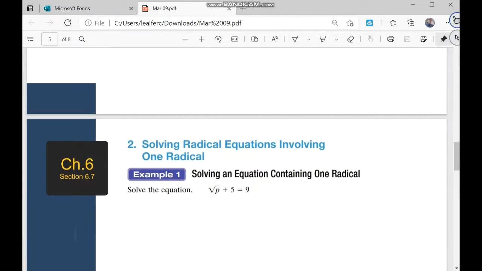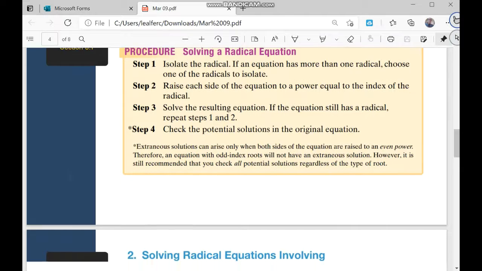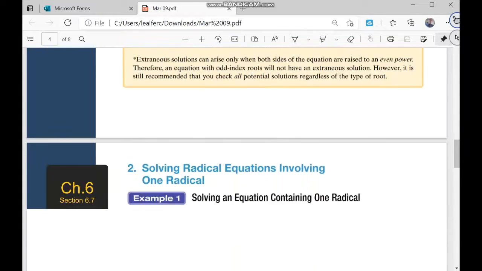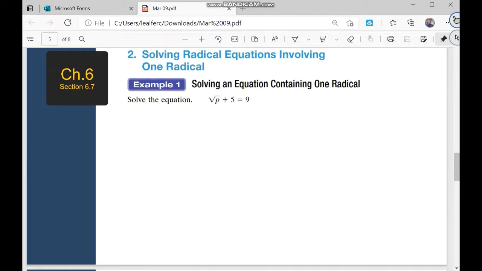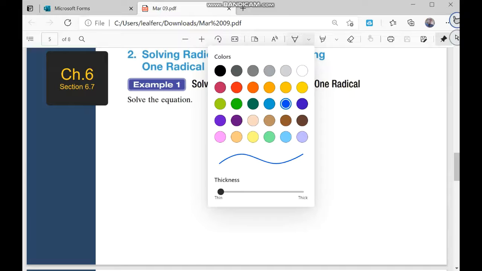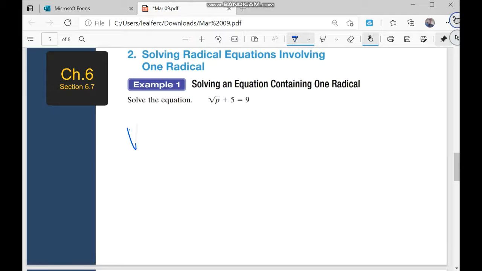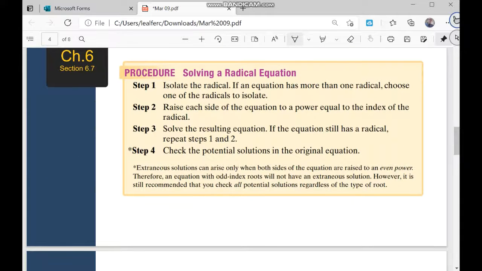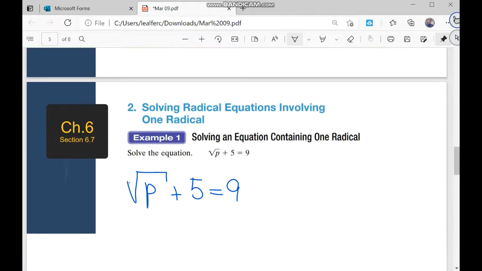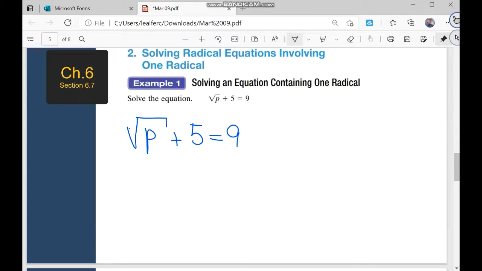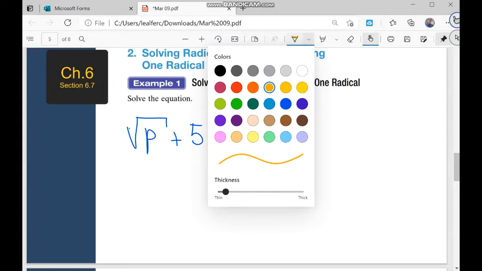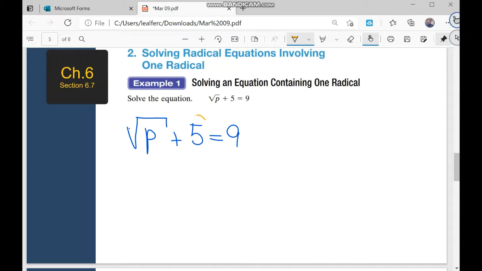By reading the procedure it is very hard to understand, I know, but maybe it's much better when we work on an example. Let's work on this, and probably we're going to be able to understand how to apply the procedure, okay? So, square root of p plus 5 equals 9. So check the procedure on the first step. What is it? To isolate the radical. So let's apply step number 1, because the radical is on the left hand side of the equation, and there is a plus 5 here that's bothering us.